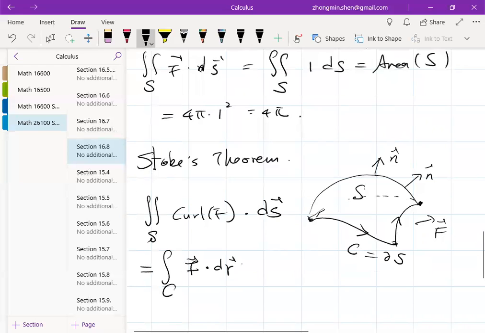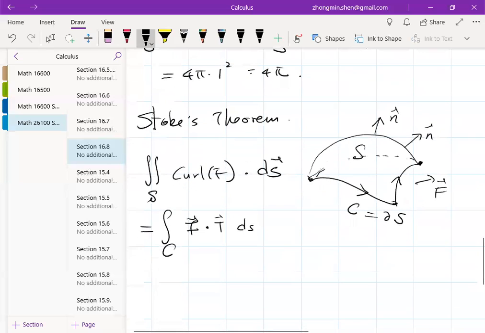Yes. So if you parameterize a curve, I think before we even mention parameterization, I should say this is F dot T ds. Okay? T is a tangent vector. Once you parameterize a curve, then you can use r to describe this integral. Yeah. So that's it.